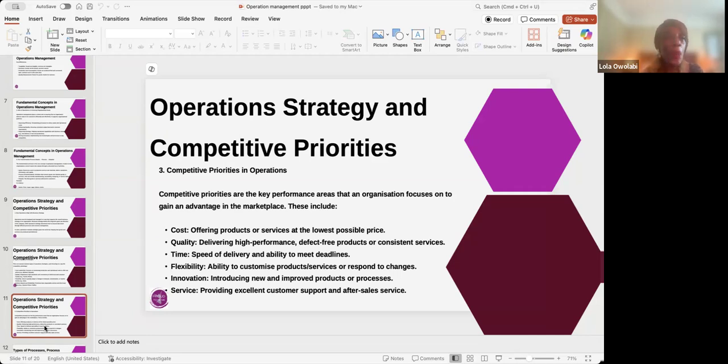And then quality. People want good quality at an affordable price. So quality is all about delivering high performance, defect-free products or consistent services. And then we've got time.